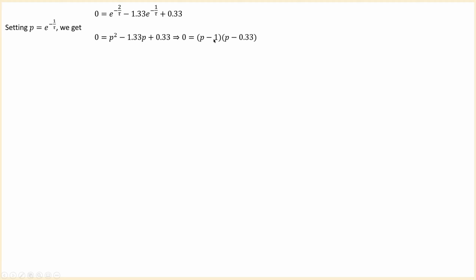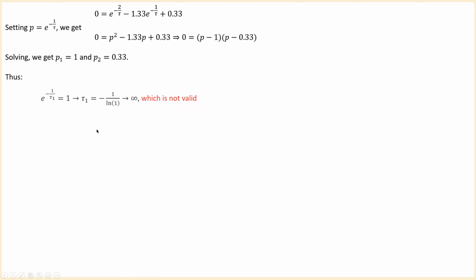And if I now place this in fractions, I have then the following. I have p minus 1 times p minus 0.33. Now if you work out of course the parentheses here, you will get exactly the same result here. So this now already says that the p or p1, so one of the solutions for p is 1, another solution is 0.33. But which of these are or is valid? We need to determine that of course, because the p is here is already defined as e to the power minus 1 over tau. We can see what value of p will be valid.